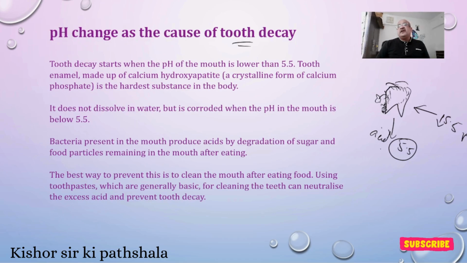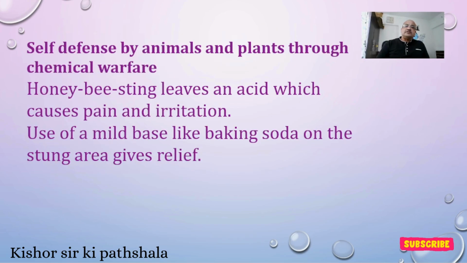The best way to prevent this tooth decay is to clean the mouth after eating, by using toothpaste. Toothpastes are basic in nature, so they are used for cleaning the teeth, and they neutralize the excess acid that is produced. Thereby you can prevent tooth decay by using toothpaste.